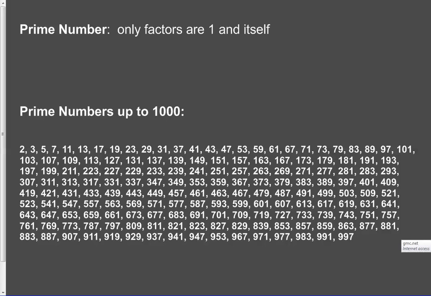In this video, we're going to go over the basics of prime numbers. Of course, the definition of a prime number is a number whose only factors are 1 and itself. On the screen you can see all the prime numbers up to 1,000.